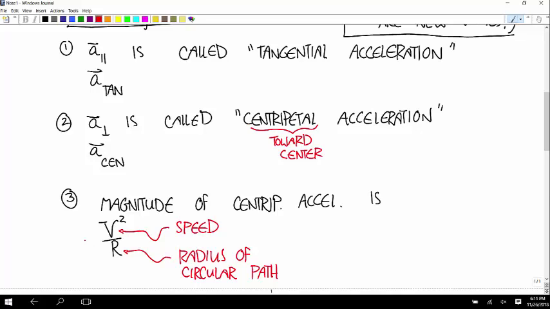So let's think about a few things with this equation. First of all, let's make sure that the units come out right. If you're in SI units, what are the units of speed squared?